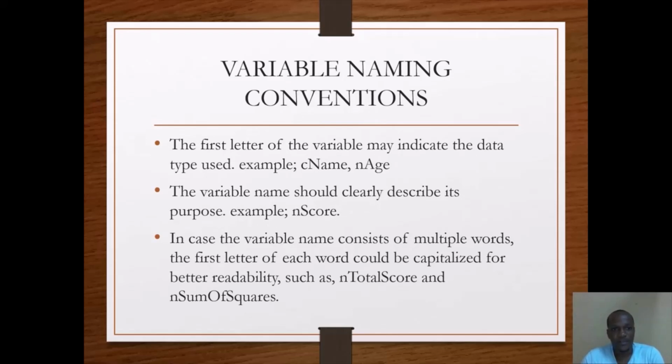Variable naming conventions. On your screen, we have three variable naming conventions. The first one is that the first letter of your name will represent the data type, followed by the name that you want to give to your variable. So you could see C, name, and age. The second naming convention: the variable should clearly describe its purpose, like end score. End score tells you that it is the score of a game or anything. And lastly, the variable can consist of multiple words where the first letter of each word is capitalized, as what you see on the screen, like total score. So total, the first letter is capitalized, score, the first letter is capitalized, sum of squares, so sum capitalized, of capitalized, squares capitalized.